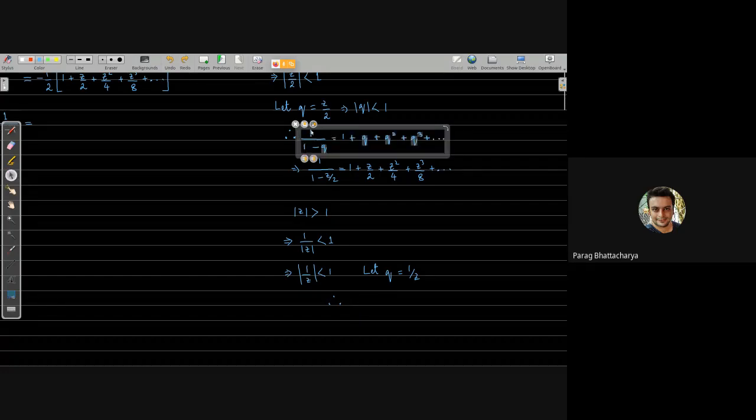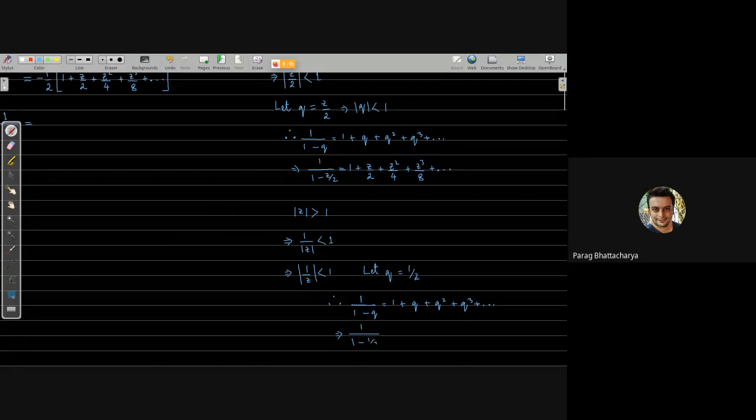which implies that 1 divided by 1 minus 1 by z, I'm taking this q as 1 by z, is equal to 1 plus q, which is 1 by z, then 1 by z square, 1 by z cube, and so on. Is that clear?